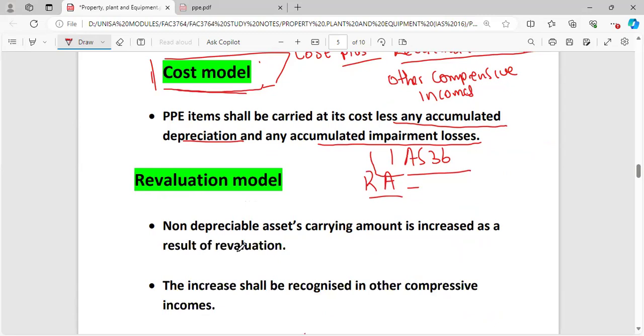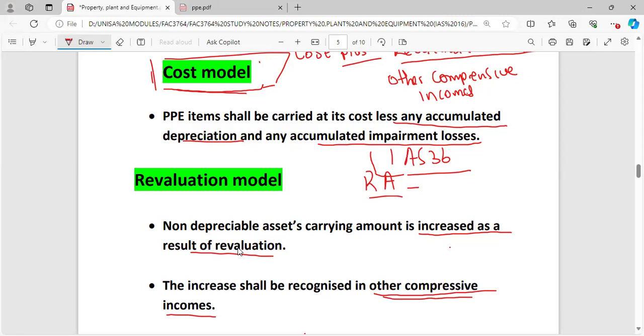Right, let's look at the revaluation model. The revaluation model, I think we have already talked about it. This is going to increase the asset's carrying amount as a result of revaluation. Then the revaluation is going to be recognized in other comprehensive income. So if the question requires you to disclose the asset in the financial statement, then you are going to disclose it in the statement of financial position, in the statement of profit and loss and other comprehensive income.